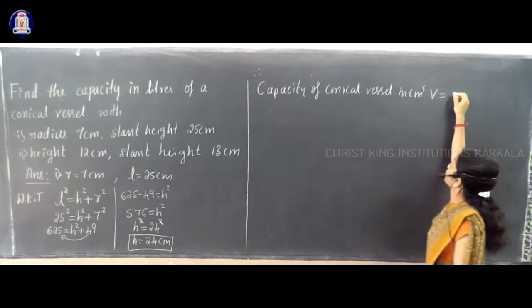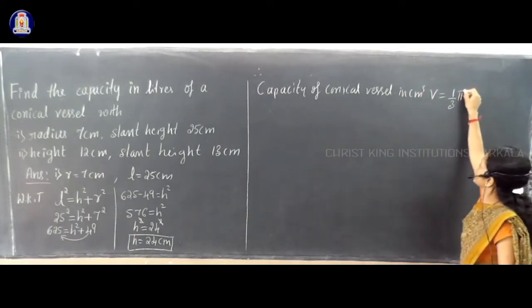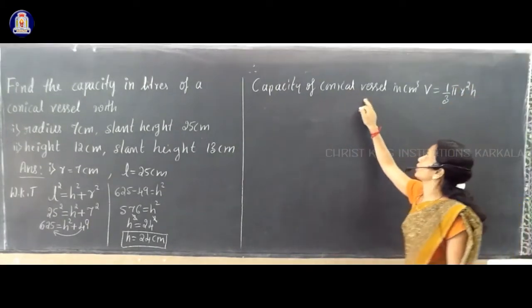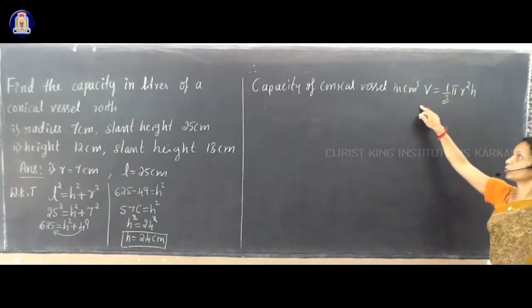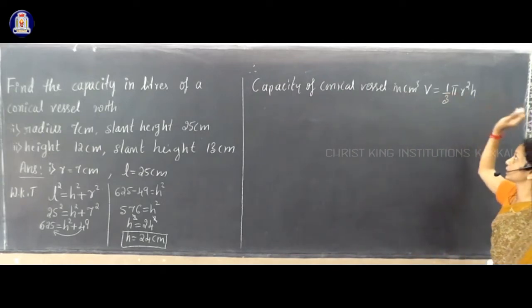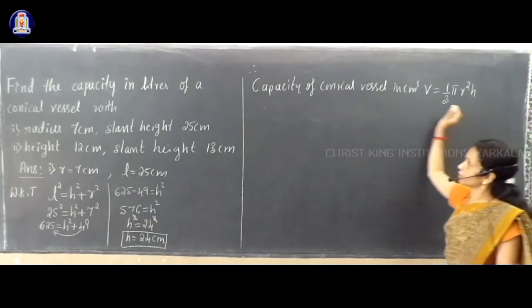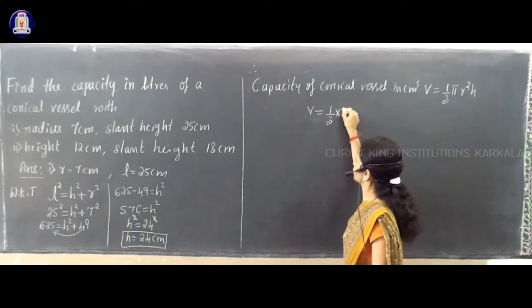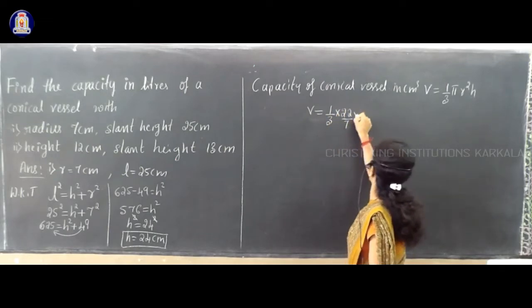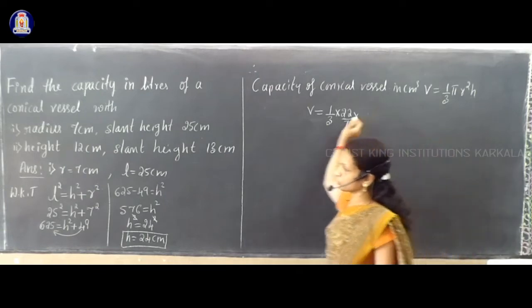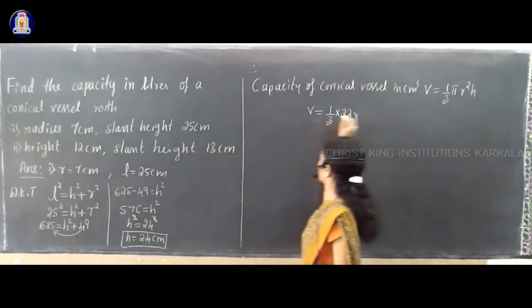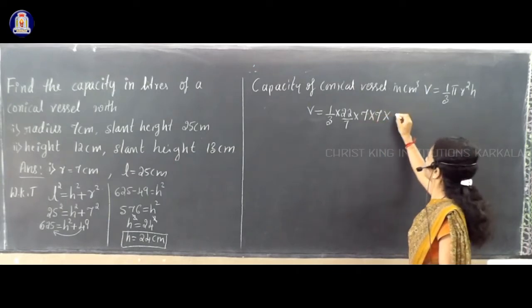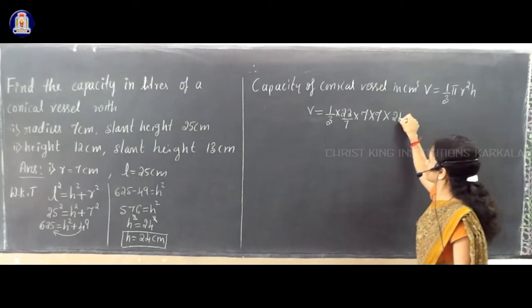V is equal to 1 by 3 into pi into r square into h. So for the capacity of the conical vessel in centimeter cube, we use this formula, V is equal to 1 by 3 into pi into r square into h, and we continue here. V is equal to 1 by 3 into pi, value 22 by 7, into r square. R is 7. R square means r into r, right? 7 into 7, r square, over then h. H we calculated, that is 24.